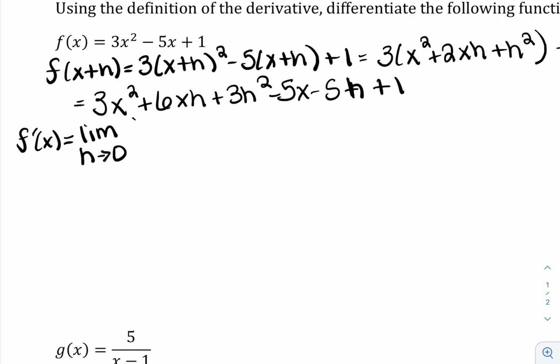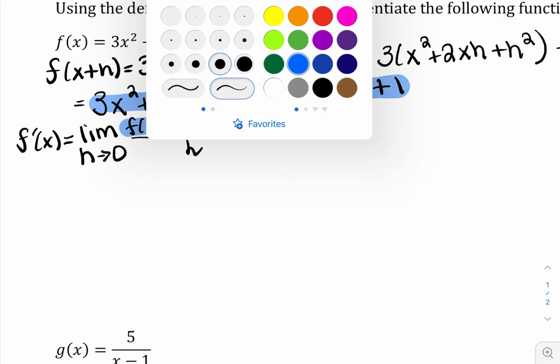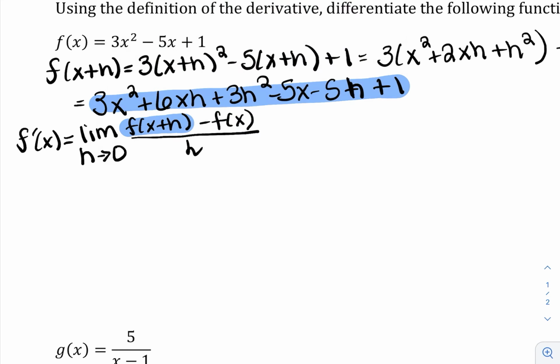And then I'm going to write the formula one more time. Anytime you're trying to remember a formula, it's always good to keep rewriting it. So just to color coordinate a little bit, this f of x plus h is going to be replaced by the simplified version of f of x plus h. And then the f of x is the original f of x.